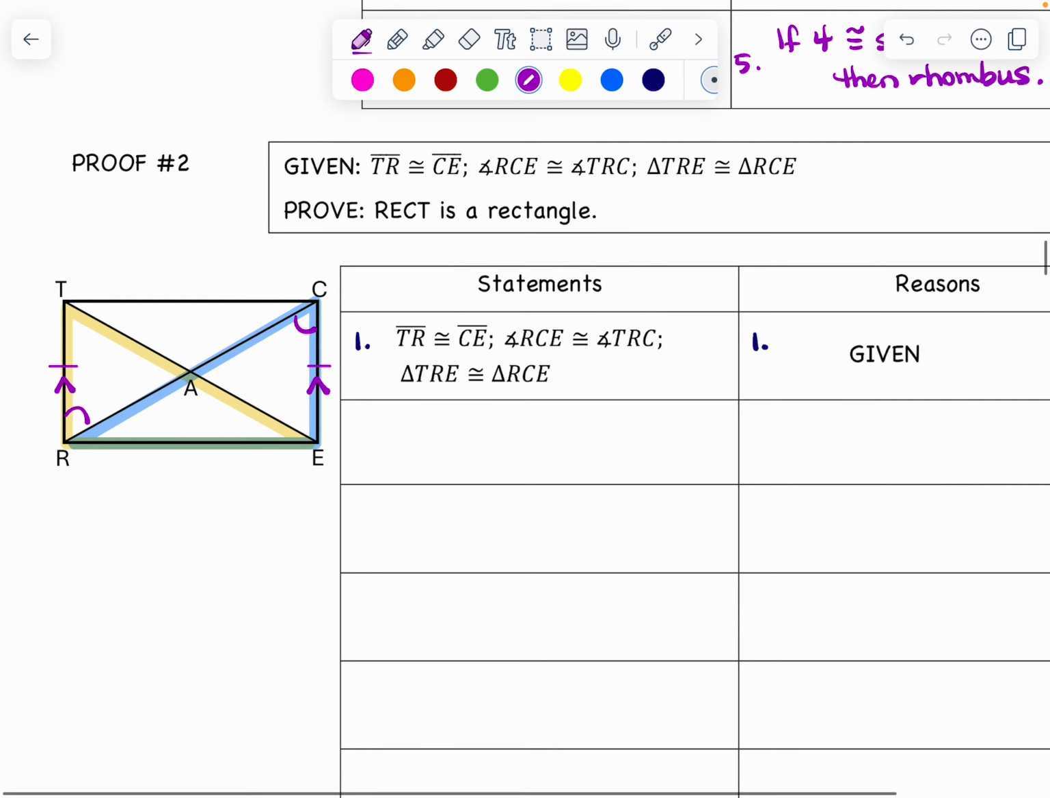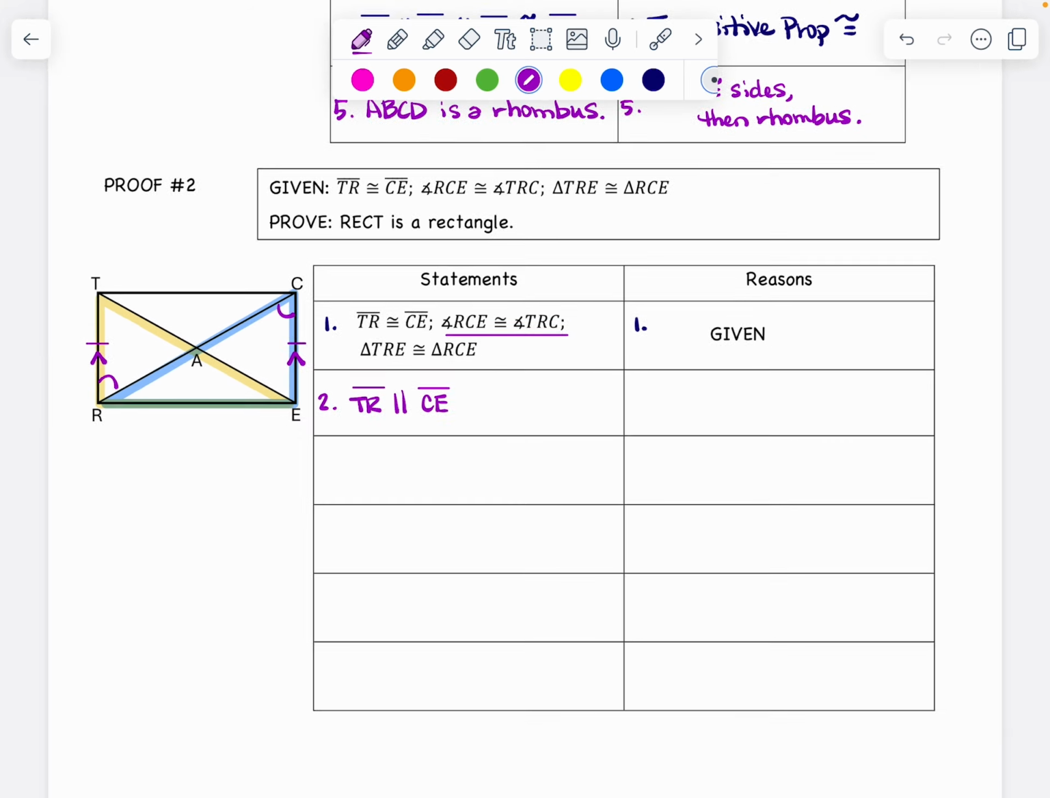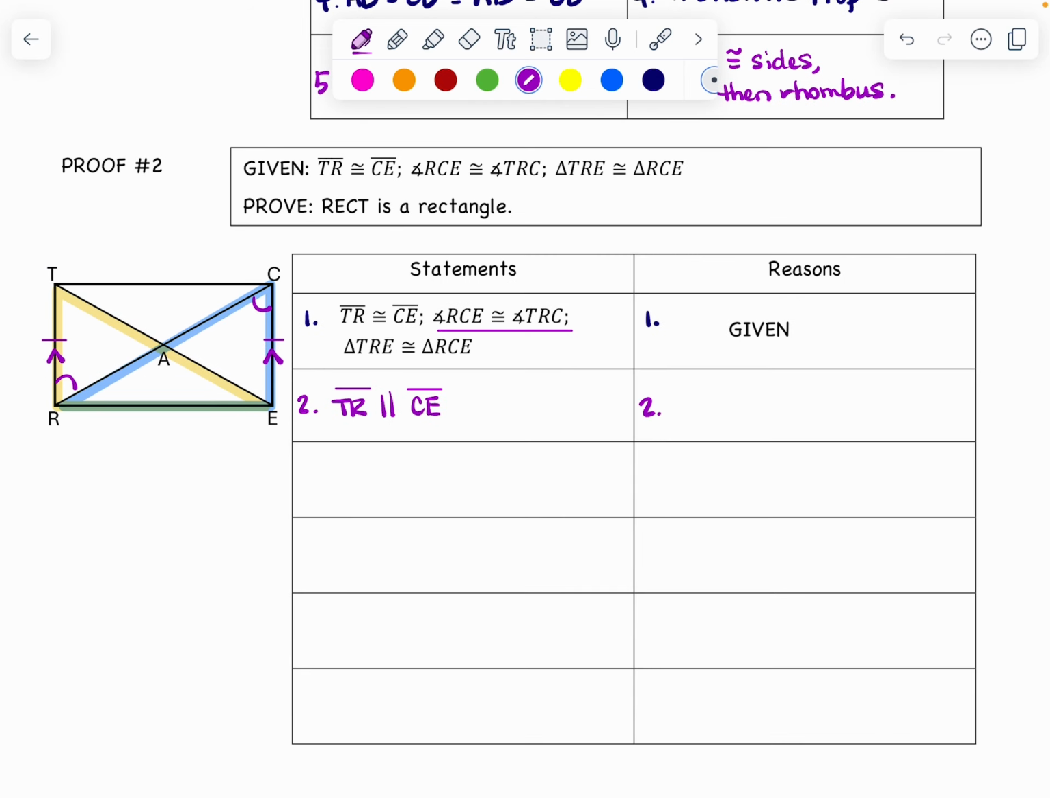And again, there's more than one way to do this. I'm just trying to find the most efficient way to prove that this is a parallelogram. So I'm going to use the angles RCE, this guy right here in my given, my alternate interior angles, to prove that TR is parallel to CE. All right, and the only thing that proves lines are parallel is converse theorems.